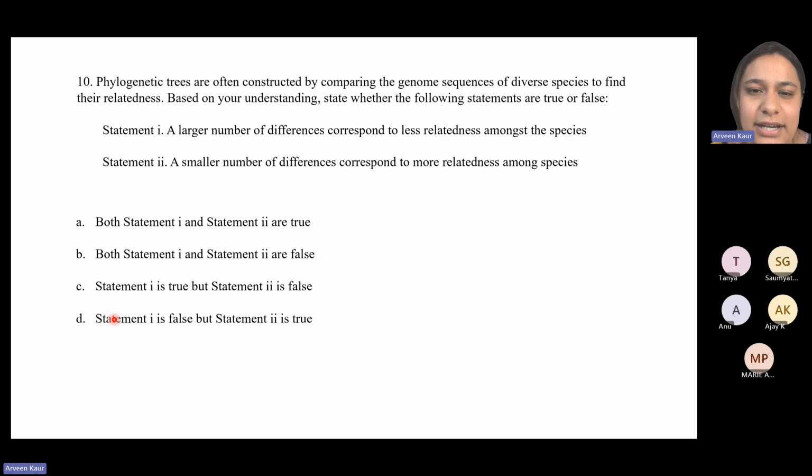No, so that is not actually true. Over here, we can say that larger number of differences will correspond to less relatedness among species, because that is how we are actually building our hypothesis, right? If there is lesser sequence similarity, they will be less related. If there is more sequence similarity, they will be more related. That is what we are saying when we are constructing phylogenetic trees.